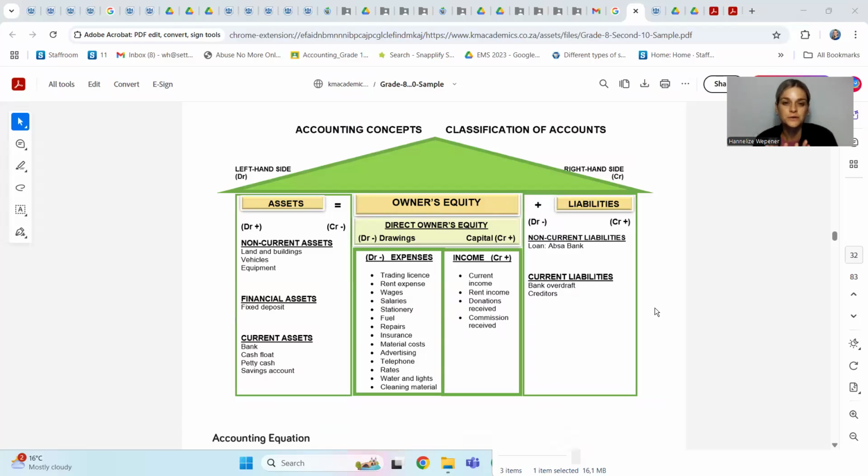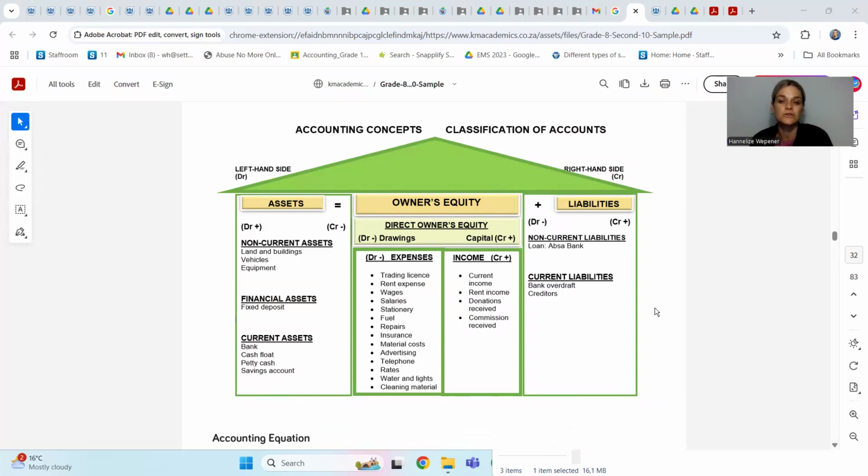Grade 8. So just a quick look at accounting concepts and then classification of accounts. Extremely important to start here. If you are struggling with this, then it means that you will most probably struggle with your accounting equation, and then you will struggle with your trial balance as well, and your general ledger moving forward.